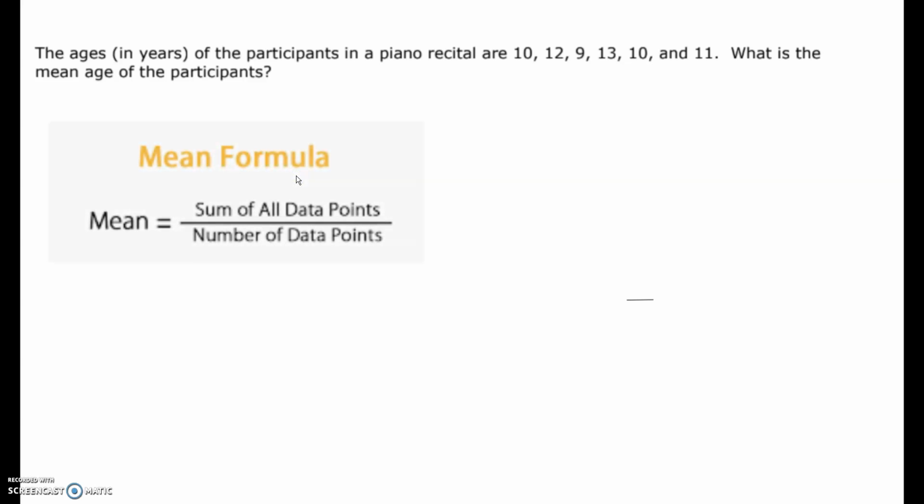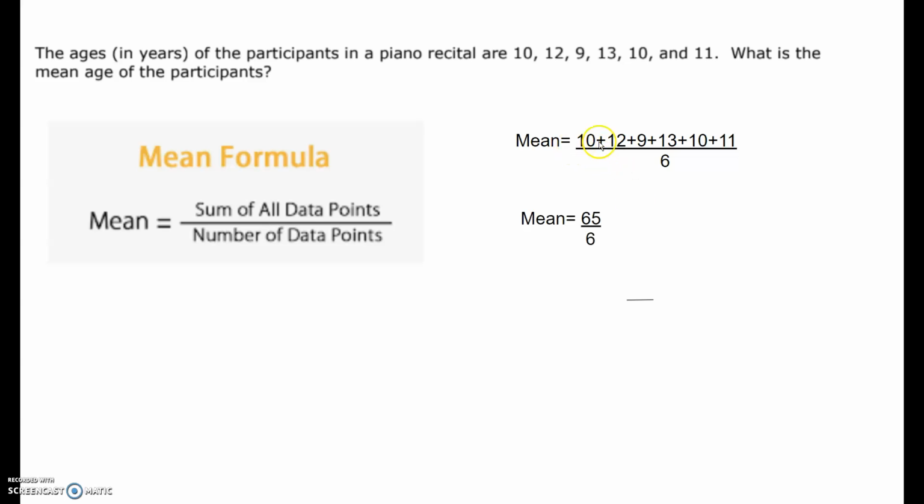Remember, the mean formula is defining the sum of all the data points and dividing by the number of data points. Remember, the fraction bar means to divide. That means you're going to add up all of these numbers, 10, 12, 9, 13, 10, and 11, and you're going to divide by the total number of data points. So I have 1, 2, 3, 4, 5, 6 data points. So that means I'm going to take 10 plus 12 plus 9 plus 13 plus 10 plus 11 and divide that by 6. And that will give me my average or my mean age of the participants.